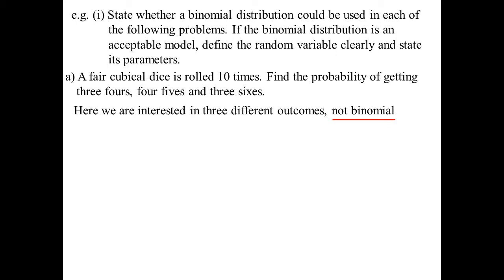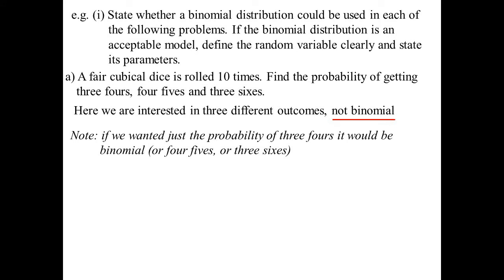We're repeating and we want the same outcome, it's either going to happen or it's not going to happen. If we had said we want to find the probability of 3 4s, that would be binomial, because we're interested in how many 4s we are going to get, or 4 5s, or just 3 6s. But when we're saying all 3 of them, no good, because it's 3 different things that we're interested in there.